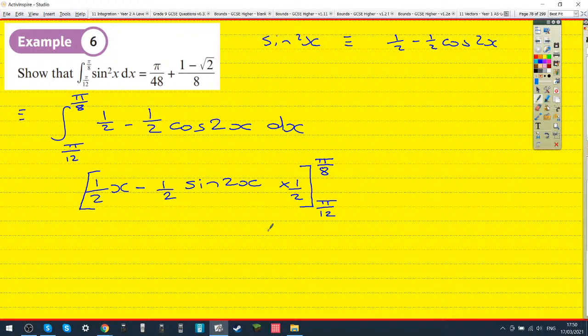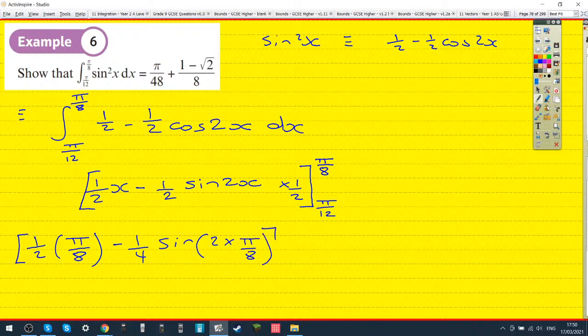Sub in pi over 8 and then minus the sub in of pi over 12. Yeah. And I would simplify a half times a half to be a quarter. Pi over 8 minus a quarter sine 2 times pi over 8. So that whole thing minus that.